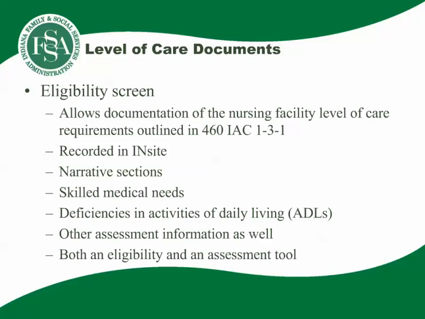Page 1 of this document, as it's referred to, is where we identify those skilled medical needs. Page 2 is where we identify deficiencies in what are called ADLs, activities of daily living. There's also a lot of other assessment information related to informal supports, mental health condition, functioning with regard to IADLs, instrumental activities of daily living, that are recorded all within what we call the E-screen, the eligibility screen. So it's very important to remember that that document is not just about eligibility. The name is somewhat misleading because it really is our primary assessment tool.